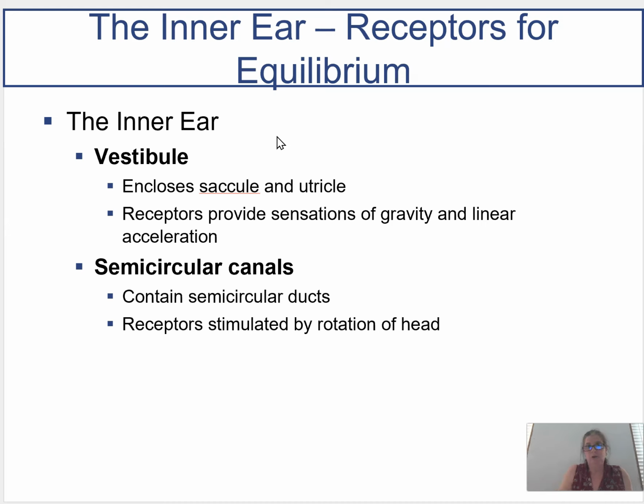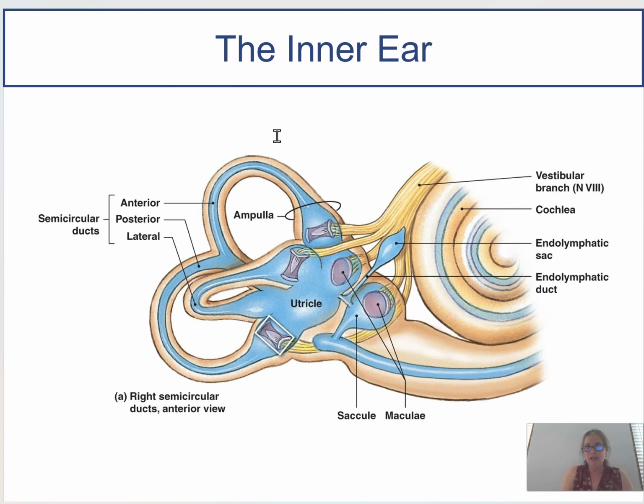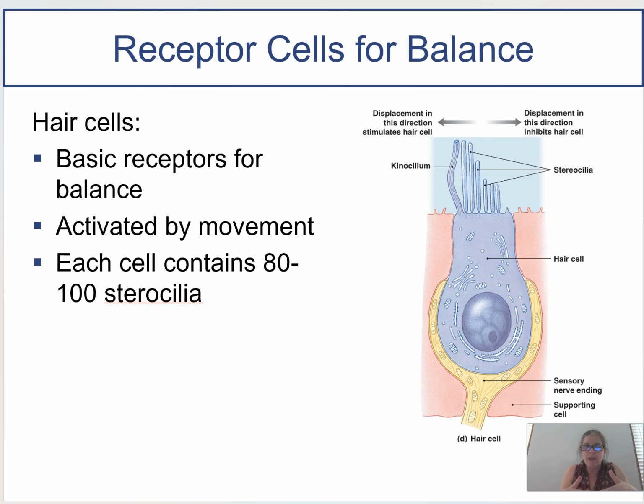And those semicircular canals, if you look at them, it makes sense, right? But they're stimulated by any kind of rotation of the head. So if we look inside these structures, you can see the semicircular canals here, and you can see the vestibule. And it's kind of interesting because if we go all the way into the receptors, notice we have these little cilia, like hair cells. And so you have your hair cell with these little receptors.